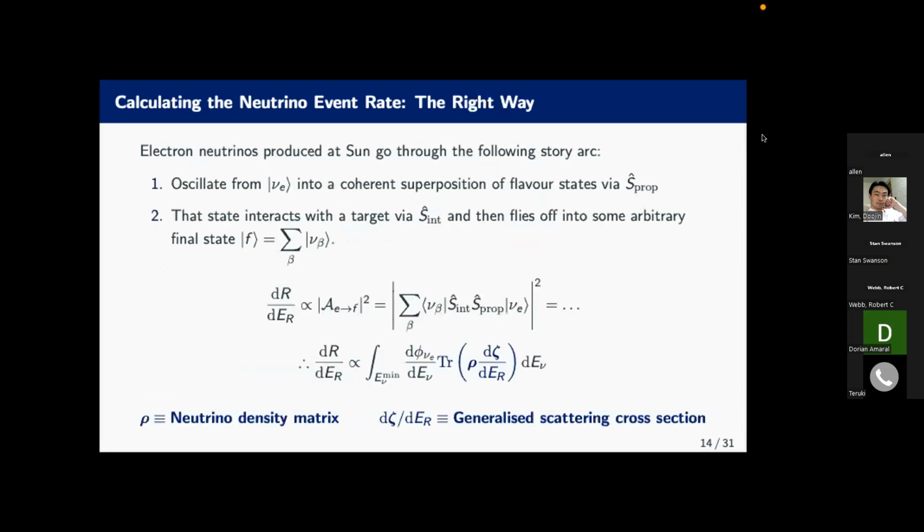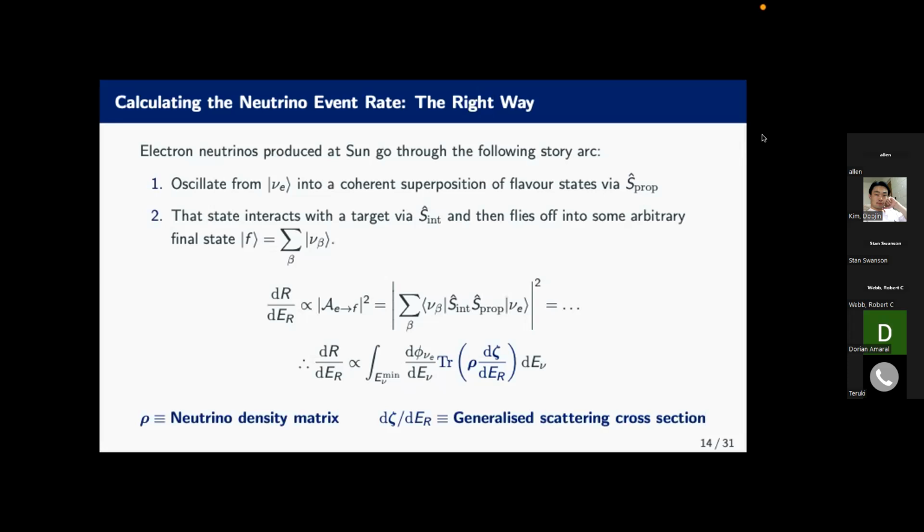is instead to see neutrinos going through this sort of story, in which they're firstly produced, they oscillate into a coherent superposition of flavor states by some S matrix that governs the propagation of these neutrinos. And then that coherent state interacts by some other S matrix and then flies off into some arbitrary final state. And to get the total amplitude, we have to sum over all flavors beta.